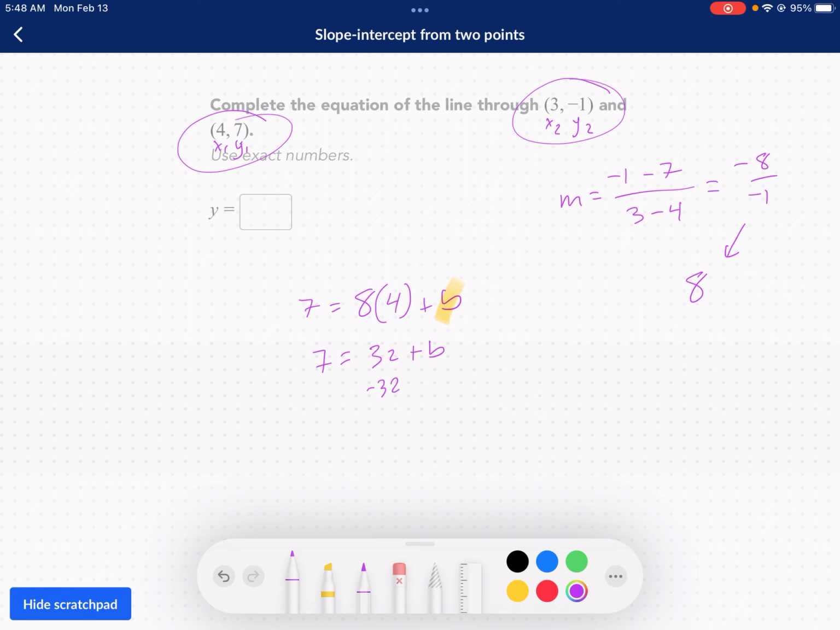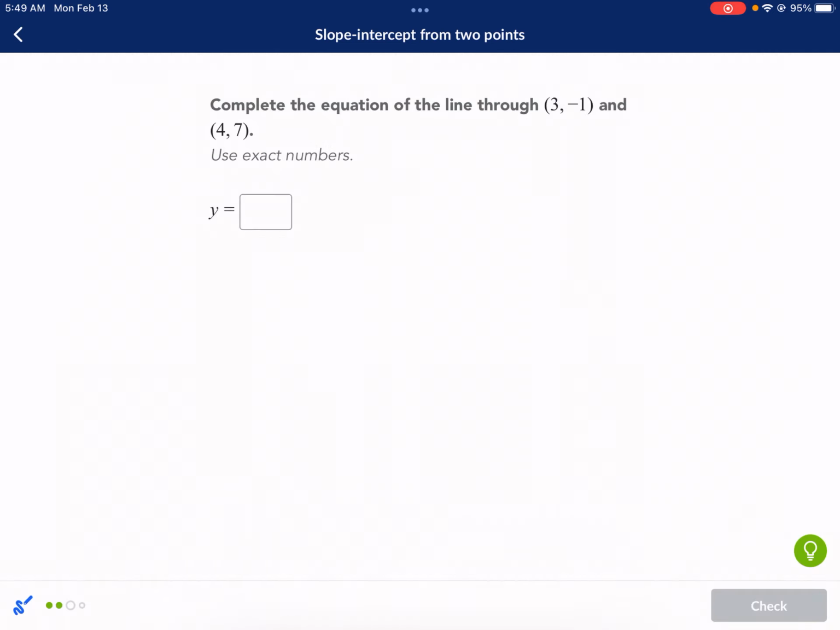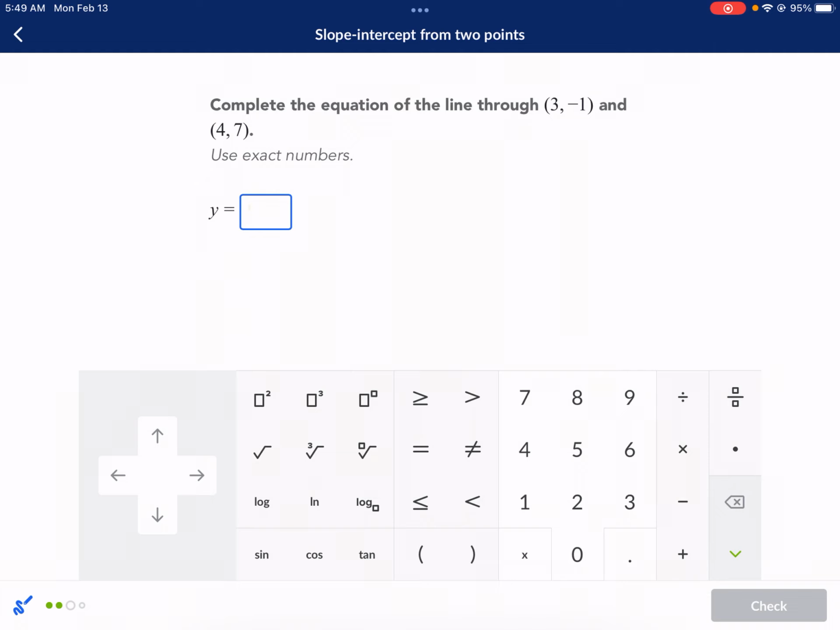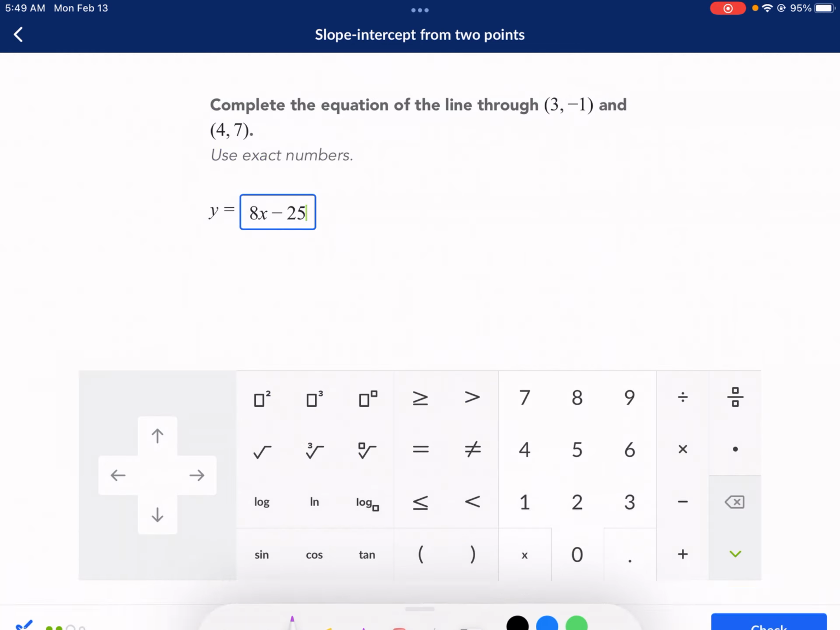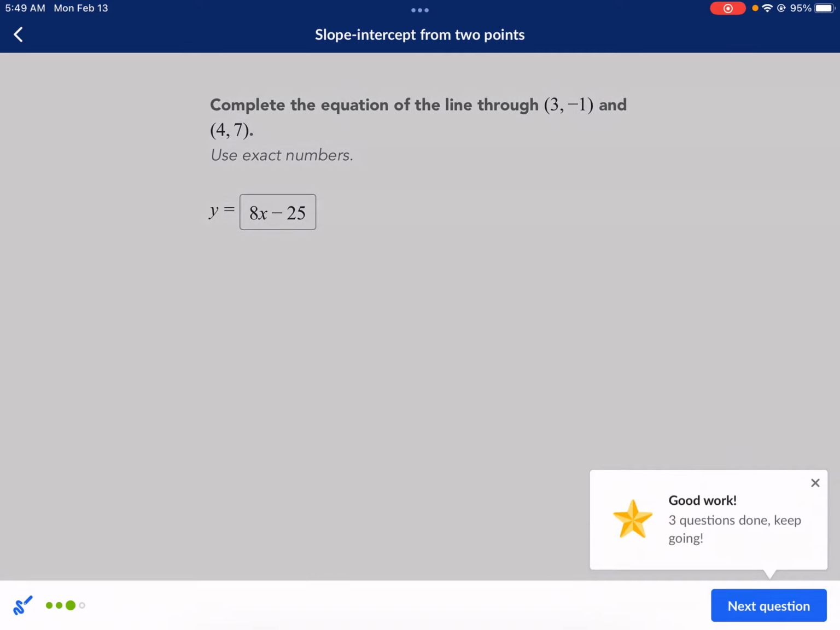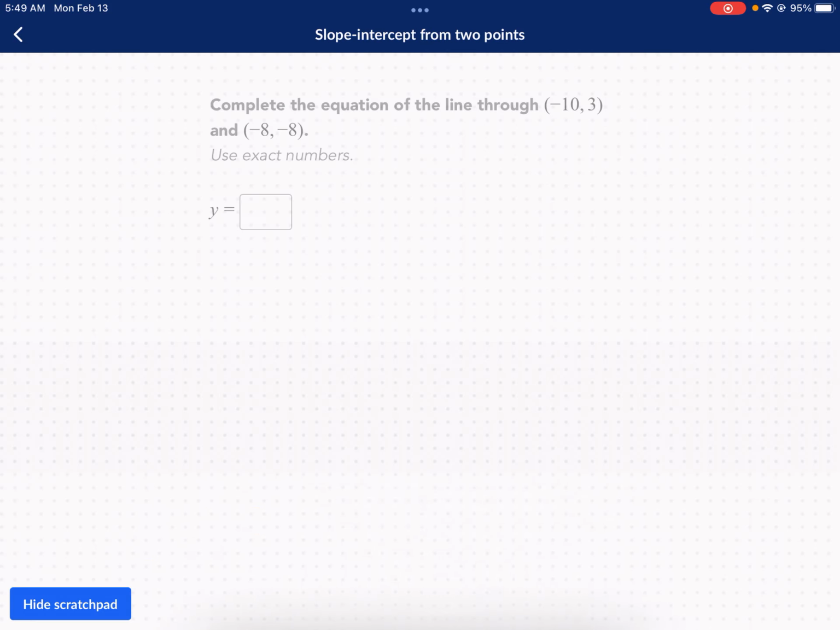I need to subtract 32 from both sides. Okay, and when I do that, I get b equals, and I think that is negative 25. Okay, so negative 25 is my y-intercept. 8 is my slope. Let's go ahead and plug those in. So I have y equals 8x minus 25. I'm going to double check that. Minus 25. 8 is my slope. Let's rock and roll. Okay, last question.